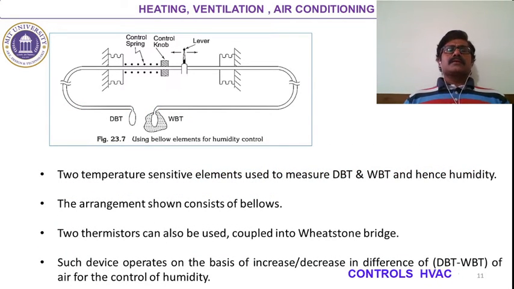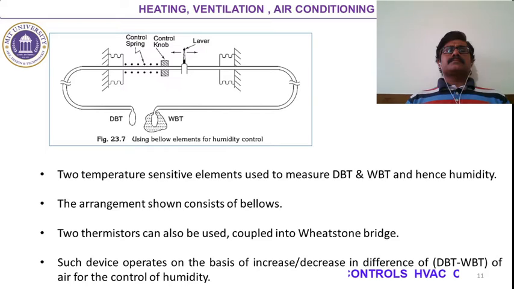So let us look at one of the important humidistats which is shown in this figure. This is nothing but the block diagram for a humidistat which uses the bellow elements for the humidity control. So one bellow element can be seen there on the left hand side, another is there on the right hand side. There is a lever which may move in the left direction as well as the right direction as per the changes that would be taking place in the system. There is a control spring which is likely to compress and likely to expand with the changes in the variable, that is nothing but the humidity.